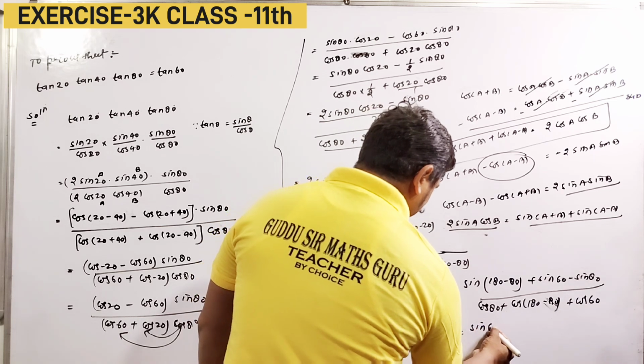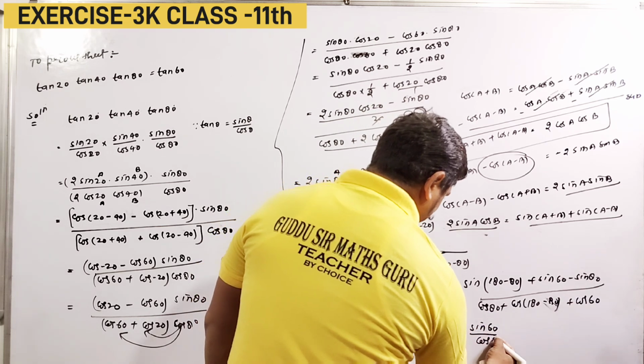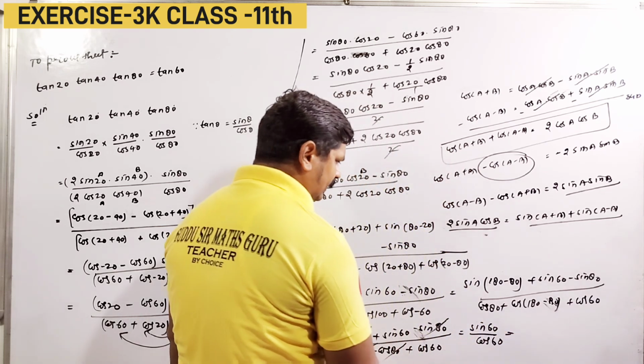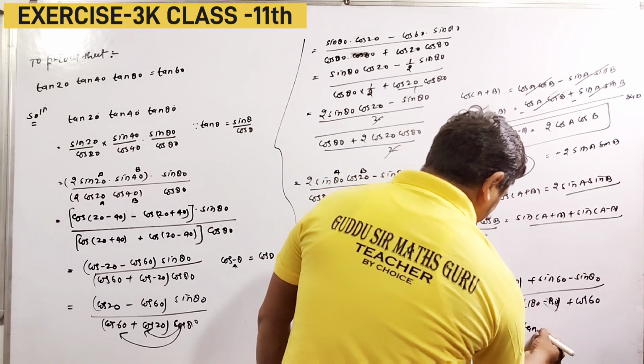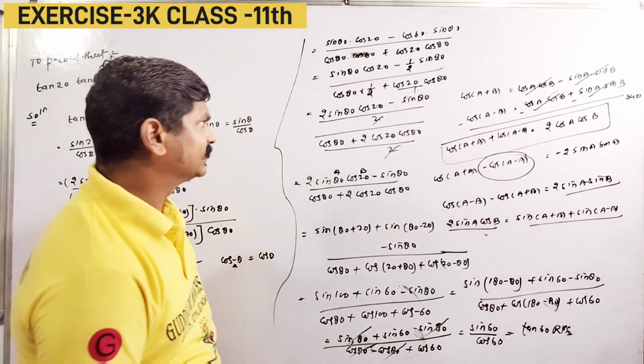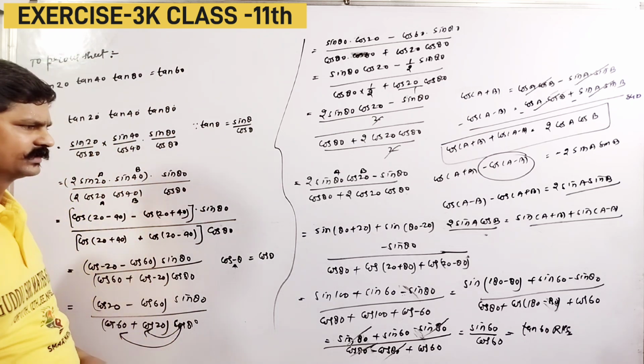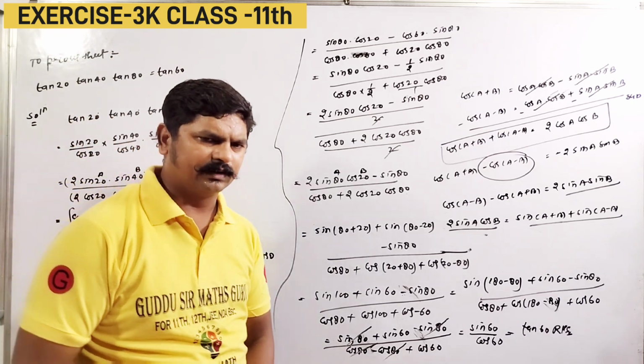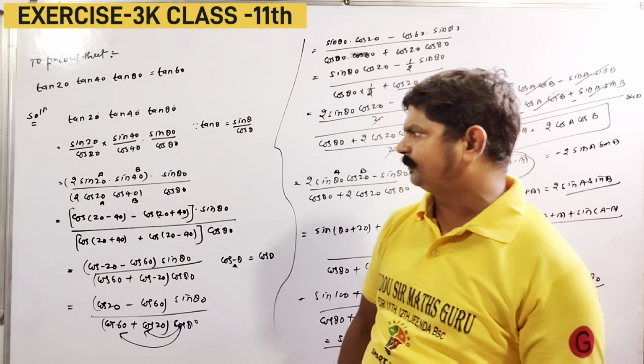So what is left here is sin 60 upon cos 60, and we know that sin upon cos is equal to tan 60, and tan 60 will be your right hand side. So in this way you can solve if you get this type of question. And this type of question is very important for examination.